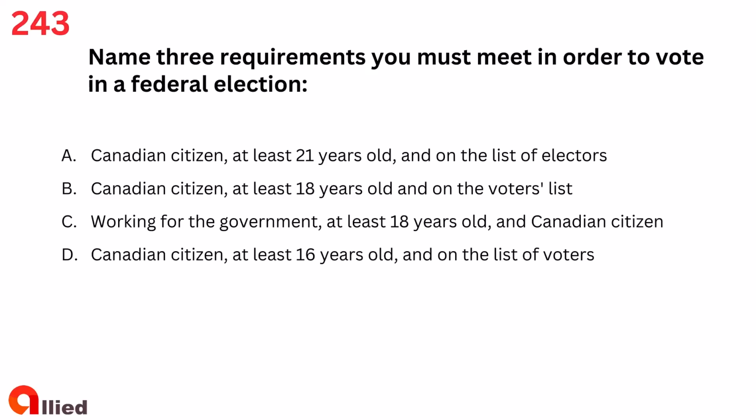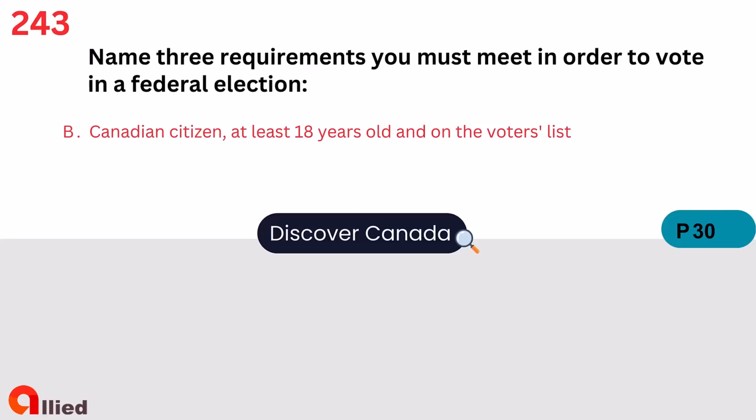A. Canadian citizen, at least 21 years old, and on the list of electors. B. Canadian citizen, at least 18 years old and on the voters list. C. Working for the government, at least 18 years old, and Canadian citizen. D. Canadian citizen, at least 16 years old, and on the list of voters. The answer is B. Canadian citizen, at least 18 years old and on the voters list.